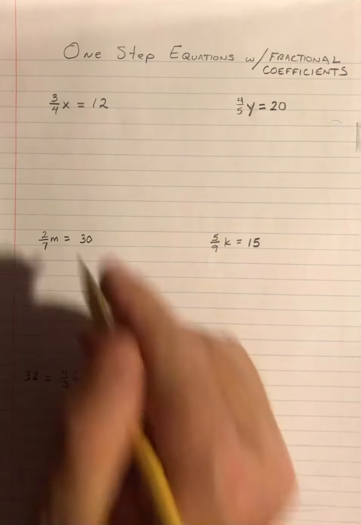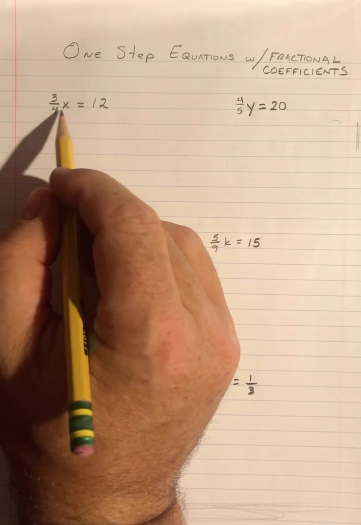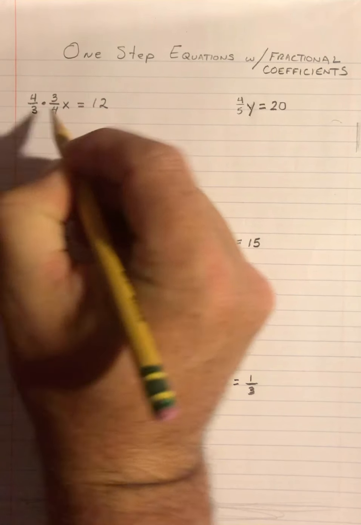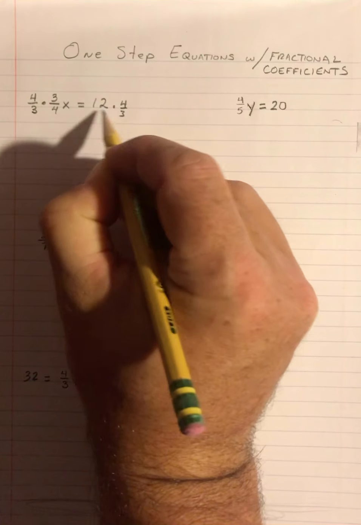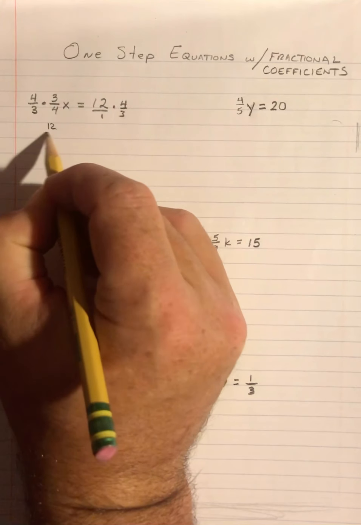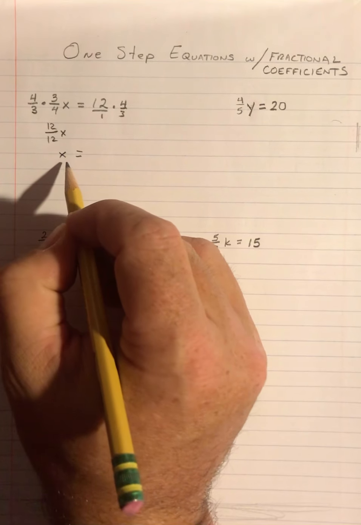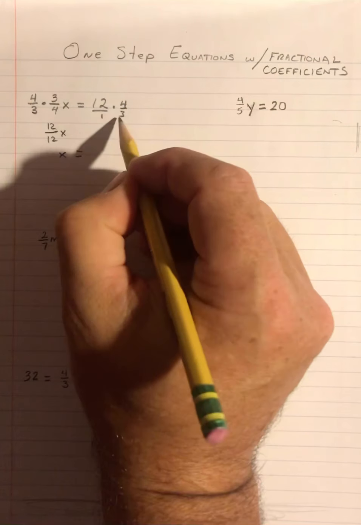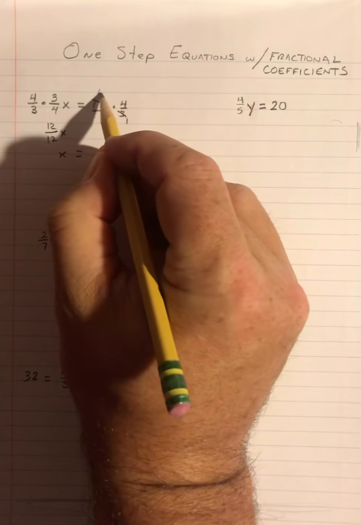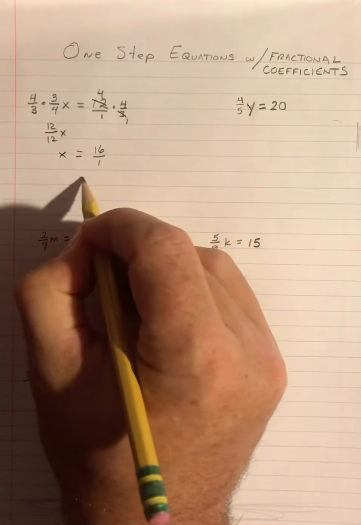All right, so here's number 6. 3/4 x equals 12. To isolate my variable, I'm going to multiply by the reciprocal. Some of you guys call them flipped fractions. So multiply by 4/3. Now over here, I can multiply this out if I want. I can make this 12/12 x, which is 1x, which is x. Okay, and on this side, I'm going to do a little cancellation. 3 goes into that once, 3 goes into that 4 times, and 4 times 4 is 16 over 1, which is the same thing as 16.